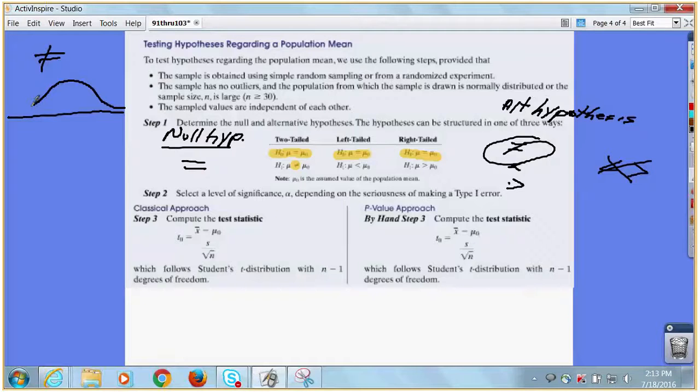That means you got a tail here and a tail here, and your area is there, and your area is there. That's not equal. If you have a less than, then that means you've got a left-tailed test, which means on one side, and it's just that area right there. If you have a greater than, then you've got it on the right side.